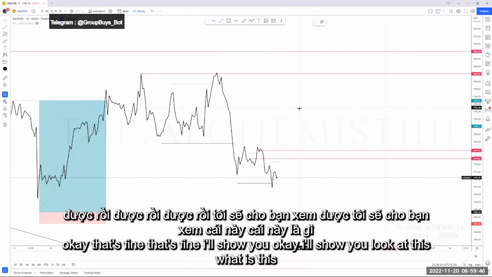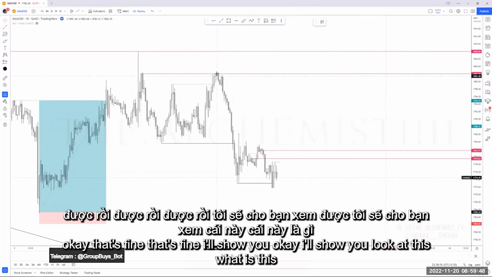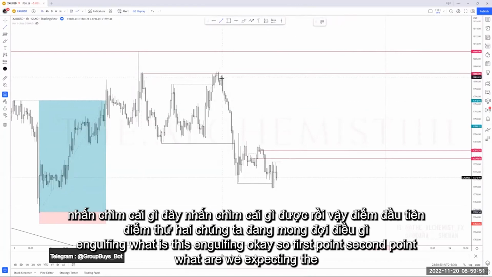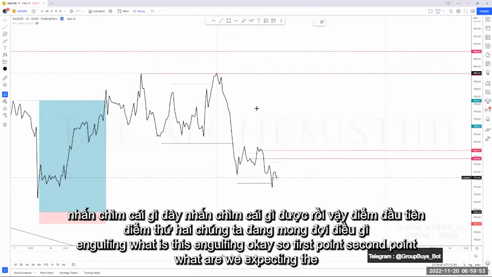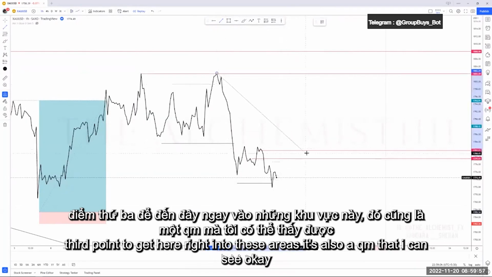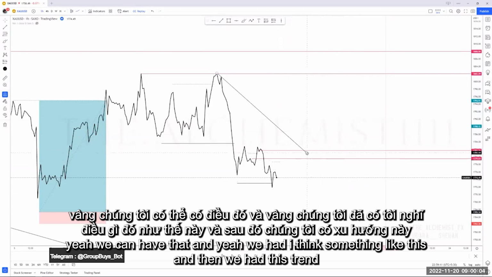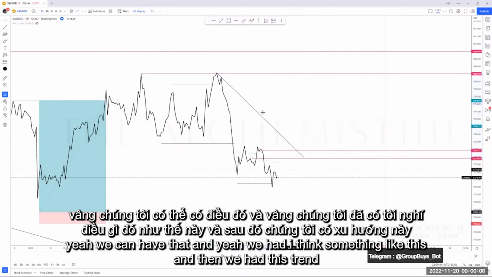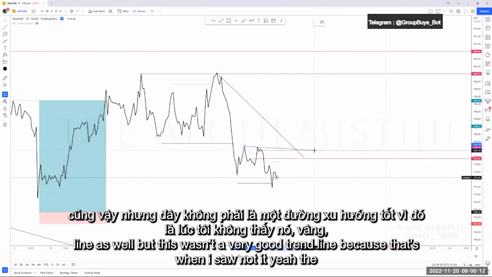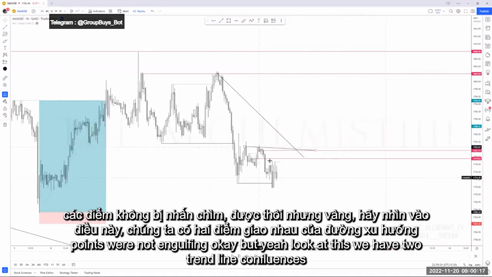I'll show you. Look at this. What is this? Engulfing. Okay, so first point, second point. What are we expecting? The third point to get into these areas. It's also a QM what I can see. Yeah, we can have that, and then we had this trend line as well. But this wasn't a very good trend line because the points were not engulfing.